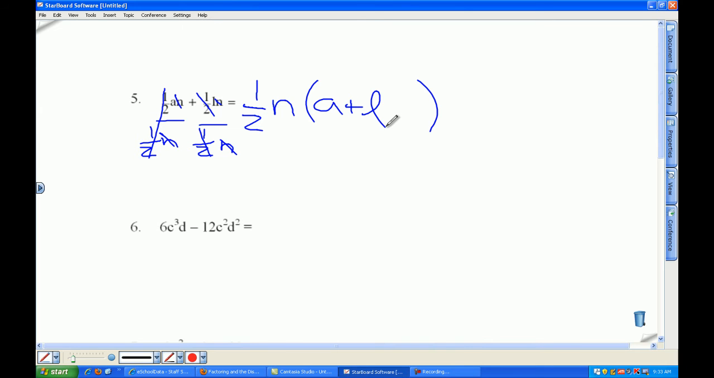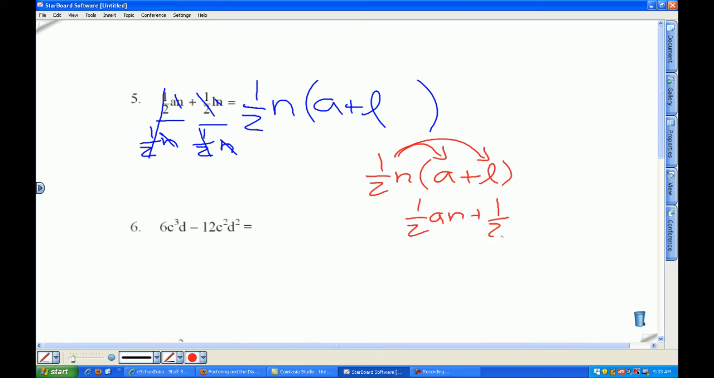So once again, just for the sake of review, we can take 1/2 n, multiply that times a plus l. 1/2 n times a gives you 1/2 an. 1/2 n times l gives you 1/2 ln. Get my plus sign here so you can see it a little bit better. And you will notice that our check, which is in orange, matches up with the original problem, 1/2 an plus 1/2 ln. So we did it correctly.